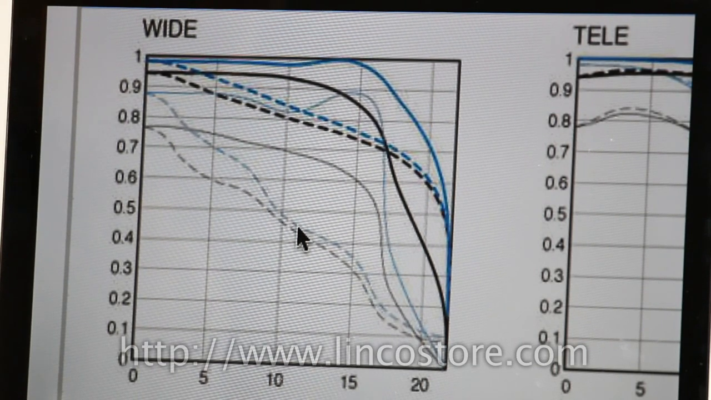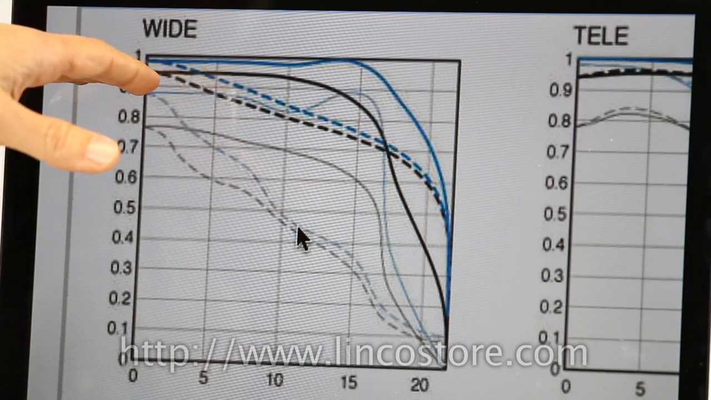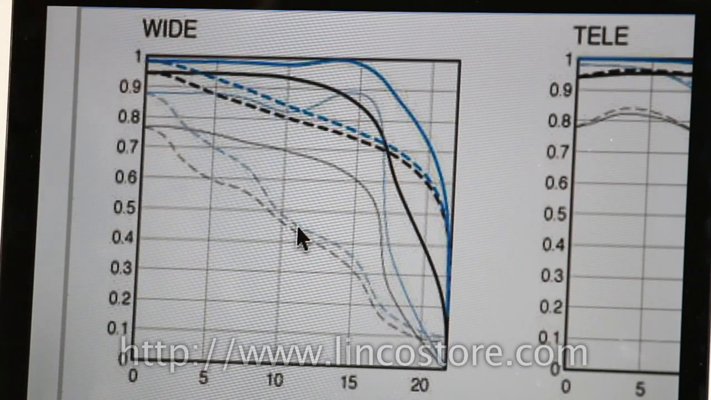So in this case, that's f4. That's as wide as this lens can go. In other lenses, it might be f2 or f2.8, but we're wide open here. And the blue line, the thick line up here that's blue, that represents f8. So basically stopped down halfway.